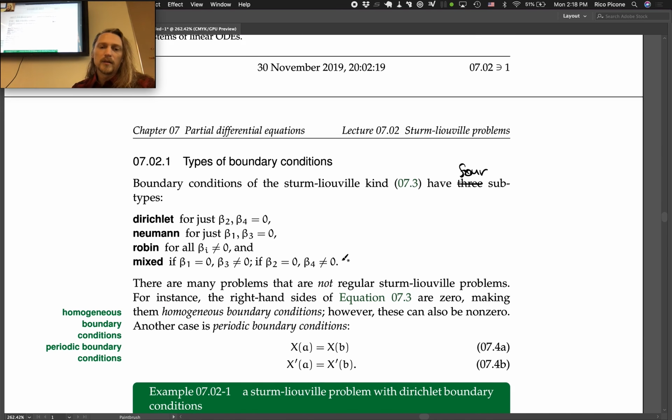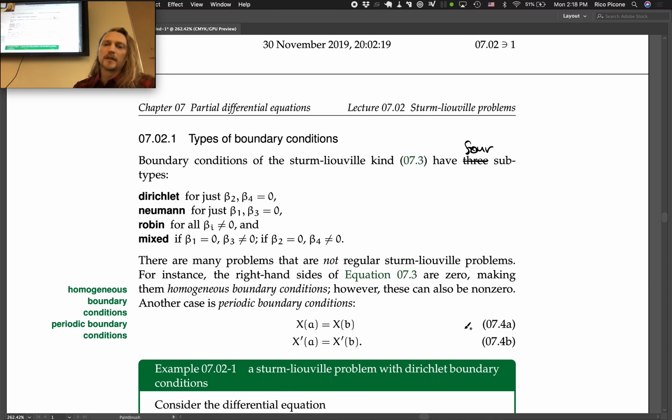There are many problems that are not regular Sturm-Liouville problems. For instance, the right-hand sides of equation 7.3 are 0, making them homogeneous boundary conditions. However, these can also be non-zero. A lot of times the solution technique will still work, but you don't have the theorem that's proven that there will be a solution. It's not guaranteed.